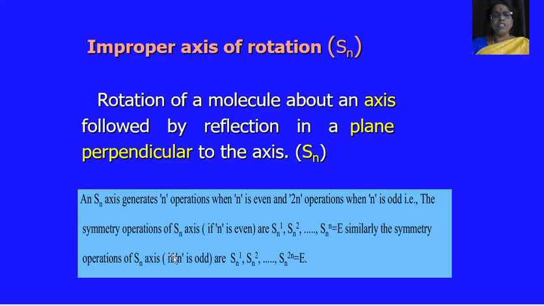That is, for the symmetry operations of the Sn axis, if n is even, they are Sn to the power 1, Sn to the power 2, etc., up to Sn to the power n, which is nothing but identity. Till we get the identity operation, we can do a number of Sn operations. But in the case of an Sn axis with n odd, we will get identity only when Sn to the power 2n is equal to identity. Therefore, we get 2n operations: Sn to the power 1, Sn to the power 2, etc., up to Sn to the power 2n.